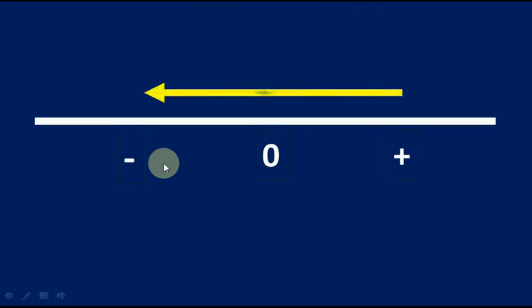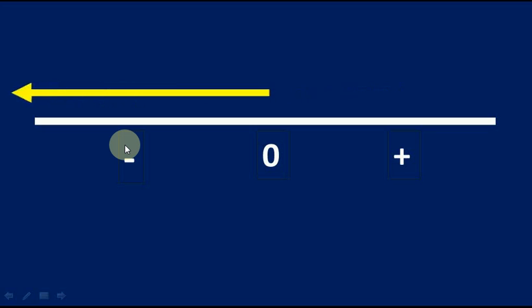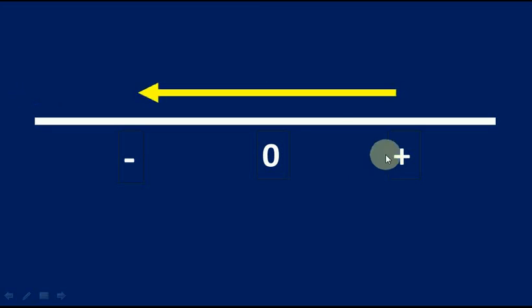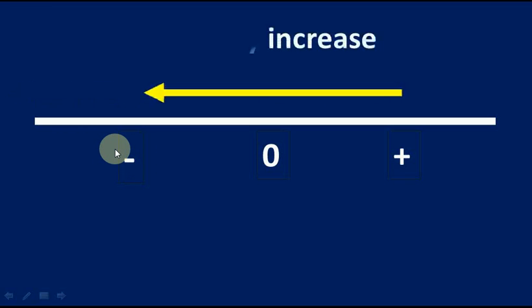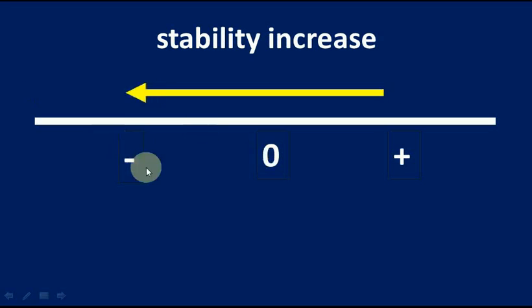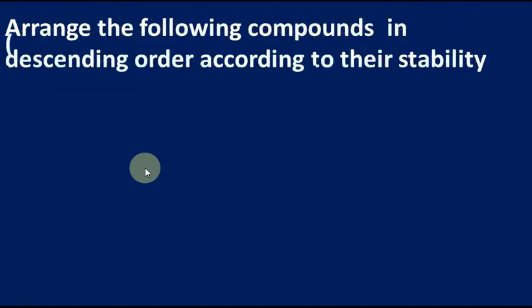When I walk from positive to negative, what will happen to the stability? What will happen? Stability will increase with increasing negative value. Very good. Stability will increase here. This is the summary of this relation. A question may come in the exam.